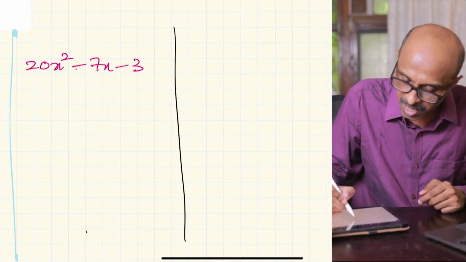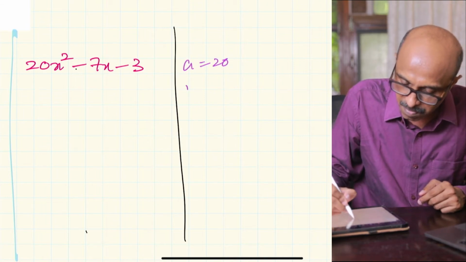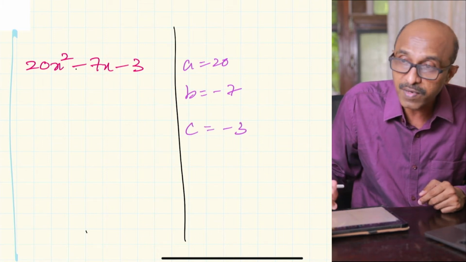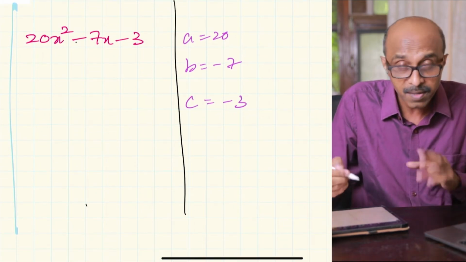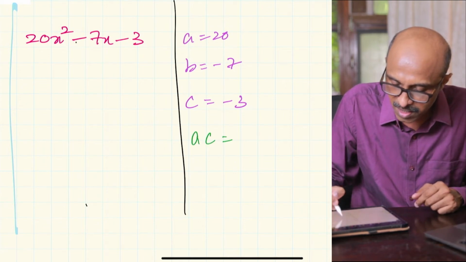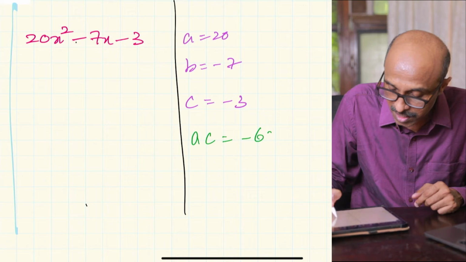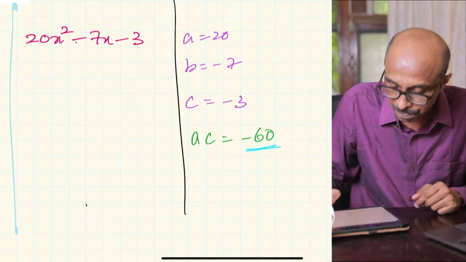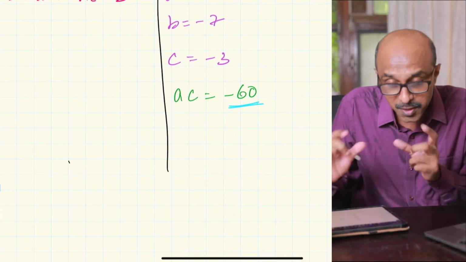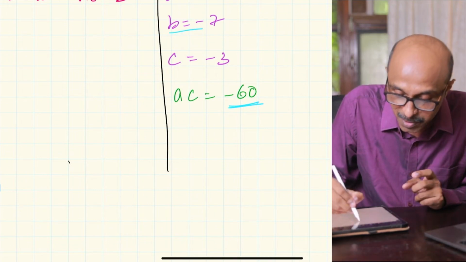Again, let's put a line. Let's identify our A, B, and C. A is 20, B is -7, and C is -3. The first thing, as we have seen before, find out the product AC. So A times C will be 20 times -3. That is -60. Now, the objective of the game is to find factors of -60 that will add up to -7.